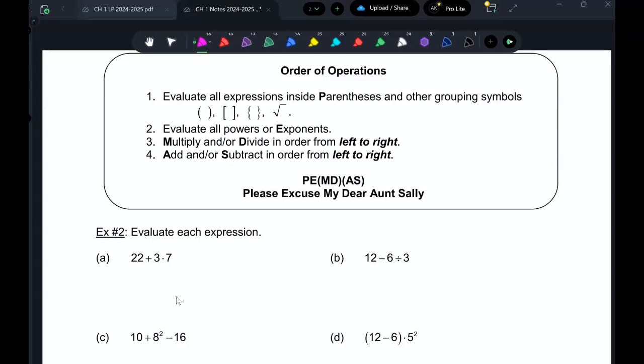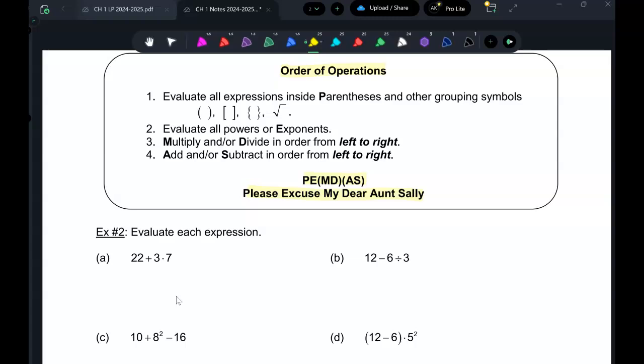So we're going to start with order of operations. We've heard of PEMDAS. Remember that in third grade? Yes, please excuse my dear Aunt Sally. Now, when I spell this, you'll notice what I did.